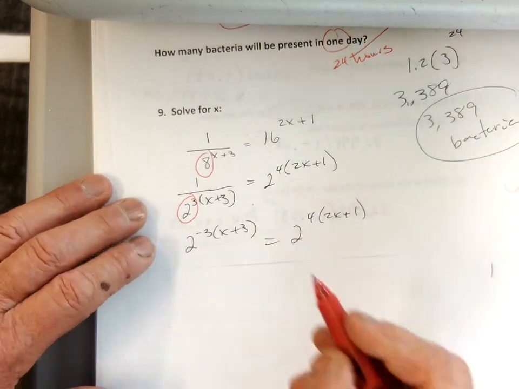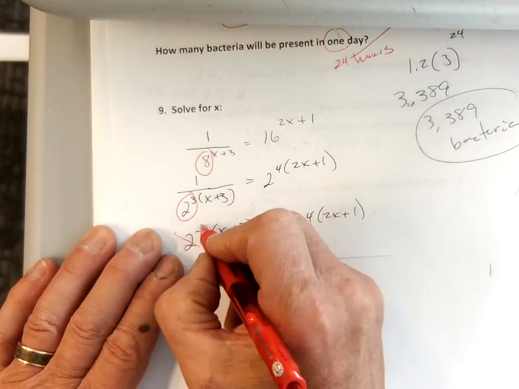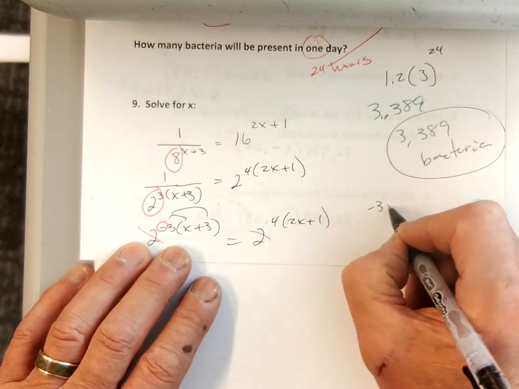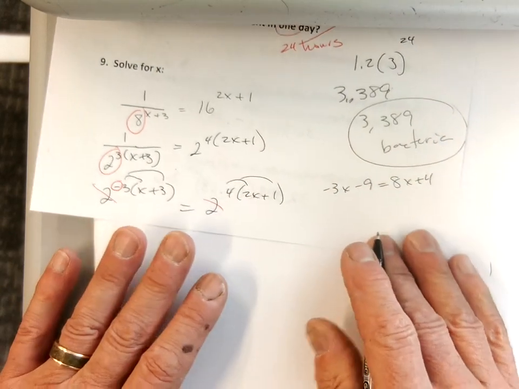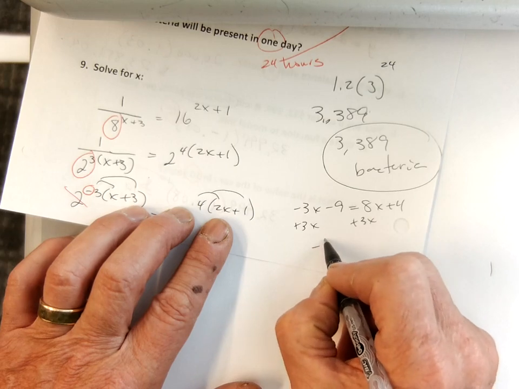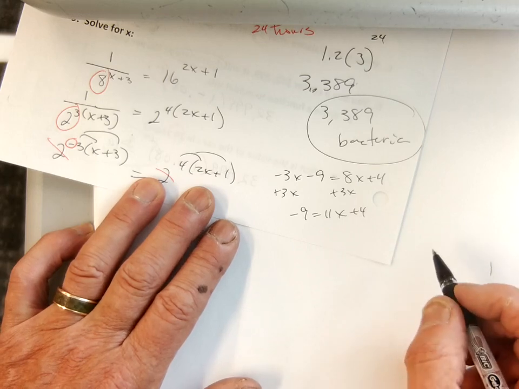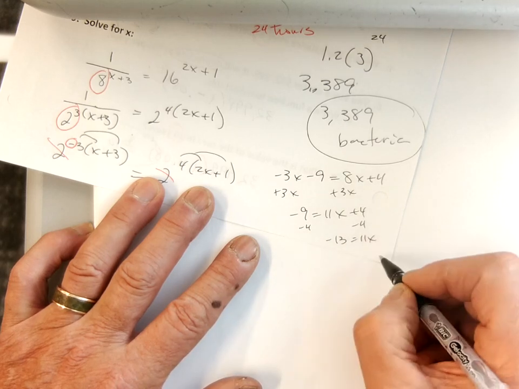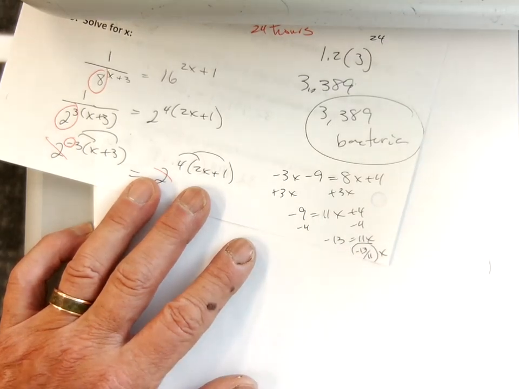Okay, and then at this point you do have the same bases. And then I'm going to solve it, and I'll have negative 3x minus 9 equals 8x plus 4, and I'm almost done, right? Plus 3x, plus 3x. Negative 9 equals 11x plus 4. Minus 4, minus 4. Negative 13 equals 11x. Divide by 11. So negative 13/11 is a really ugly looking number, but if I'm going to keep it like a fraction, I'm okay with it, okay?